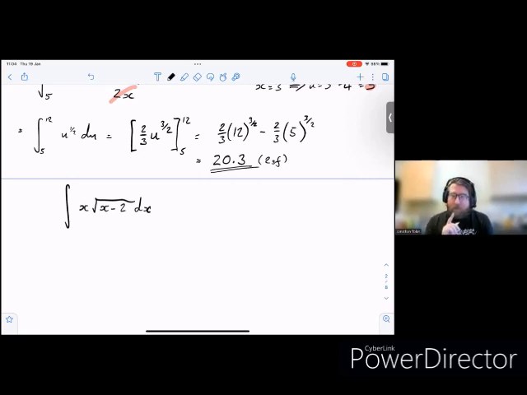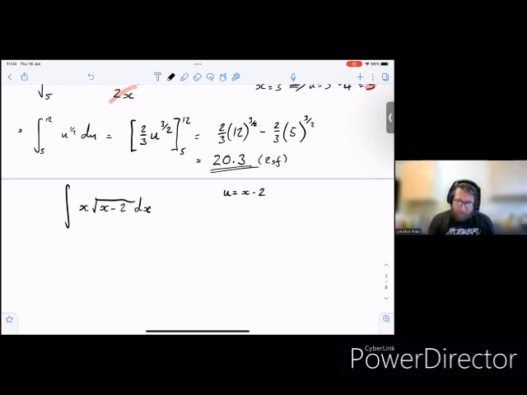But the difference between an indefinite integral and a definite integral is that with an indefinite integral like this, you will have to sub the x back in at the end. So let's make a substitution. We're going to use u equals x minus 2.